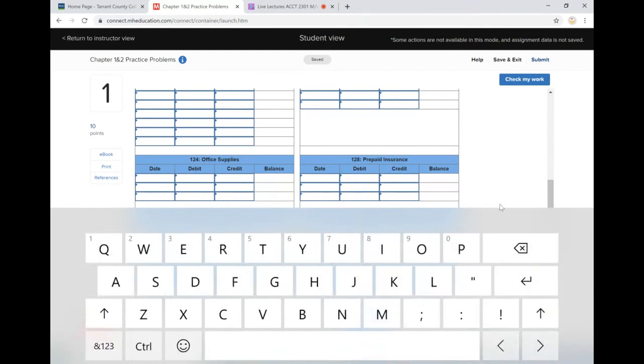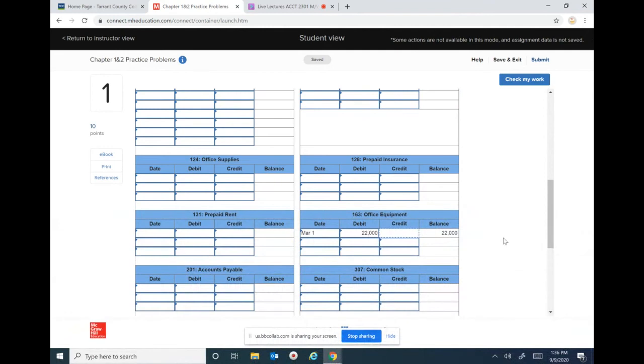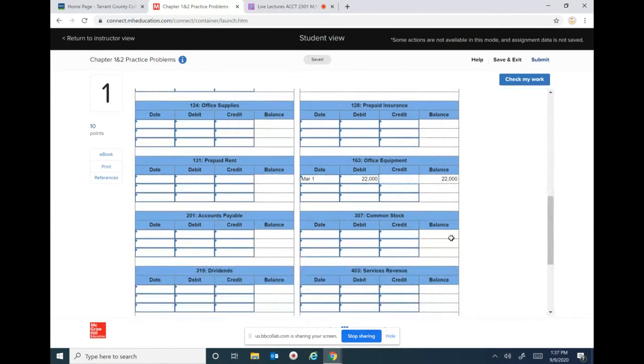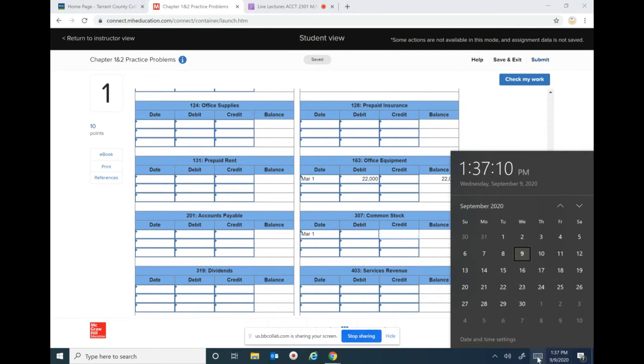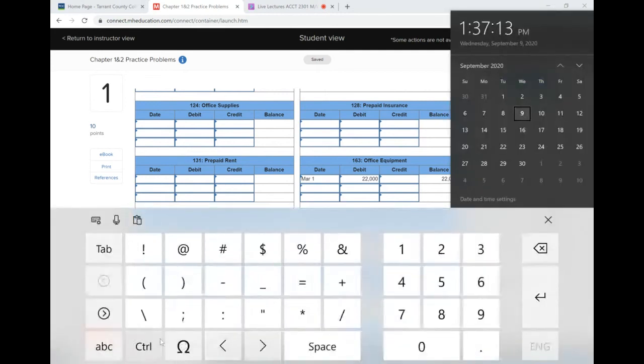So where is my office equipment? Yes. And there's a third account affected. That would be common stock. So common stock, the date is still March 1st. Common stock will be credited, though, not debited, because it's a stockholders' equity account. So common stock will be credited for 172.